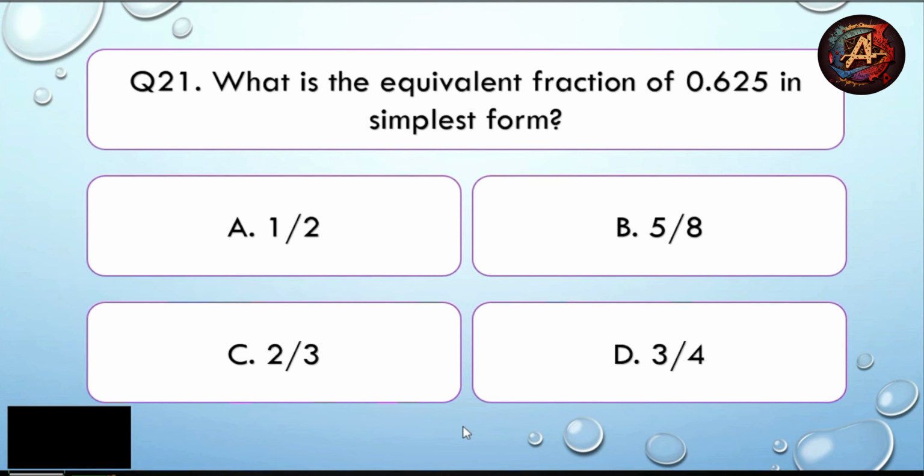What is the equivalent fraction of 0.625 or 625 thousandths in simplest form? Is it A, 1/2, B, 5/8, C, 2/3, or D, 3/4? I'll give you 5 seconds.